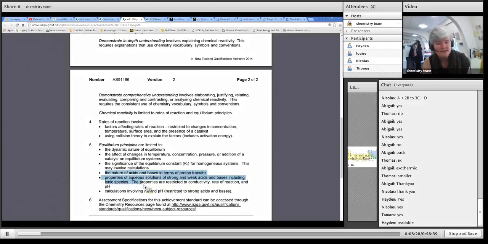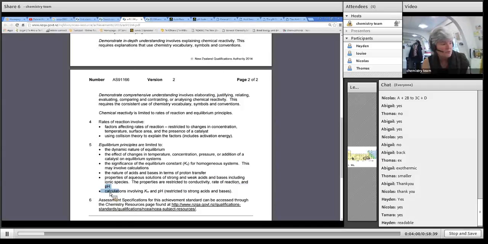So it's what is an acid, what is a base? What is a strong acid, what is a strong base? And what is a weak acid, what is a weak base? And how do we know what we've got? If we look at some properties like conductivity, how well it conducts an electric current, how quickly something will react in a strong acid or a weak acid, and then the pH. So those are the three things we have to look at.